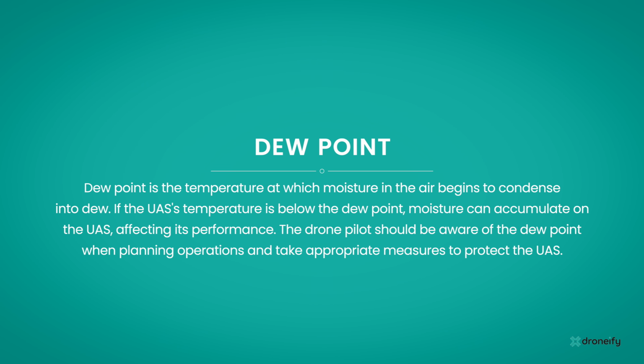Dew point. Dew point is the temperature at which moisture in the air begins to condense into dew. If the UAS's temperature is below the dew point, the moisture can accumulate on the UAS, affecting its performance. The drone pilot should be aware of the dew point when planning operations and take appropriate measures to protect the UAS.